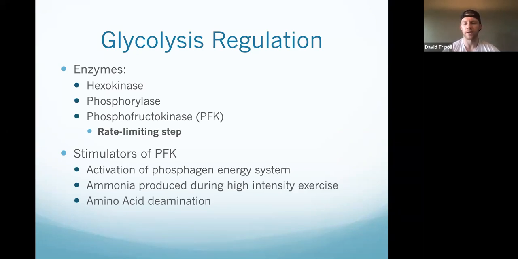Ammonia is produced during high intensity exercise. So if you produce ammonia, your body's going, wow, that means I'm using a higher intensity exercise, so glycolysis is going to get upregulated so that it'll produce more energy. And then amino acid deamination. When amino acids break down, you can use those as an energy source, and they'll kind of reinsert themselves into the cycle to be used as energy.